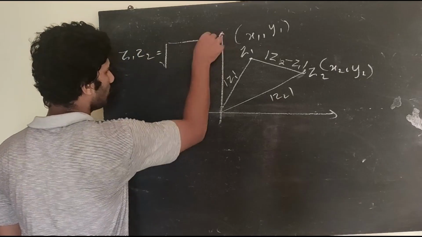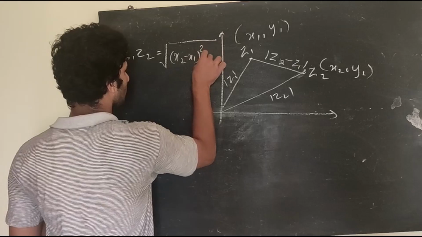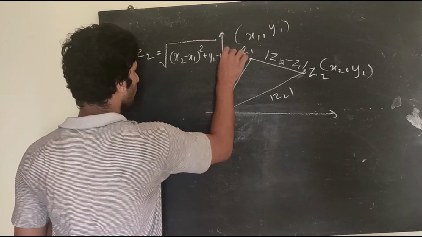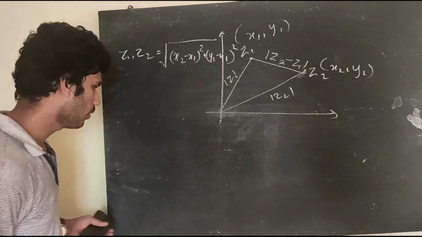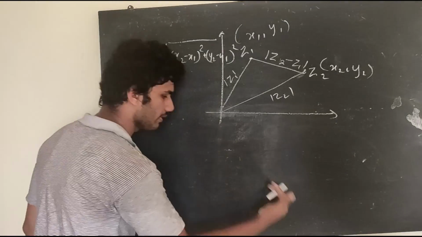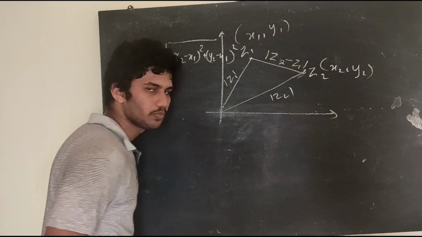By distance formula, you have x2 minus x1 the whole square plus y2 minus y1 the whole square, right? A 10th standard one. Okay. Now from here we come to the Argand plane again. Now this is my Z1, this is my Z2.